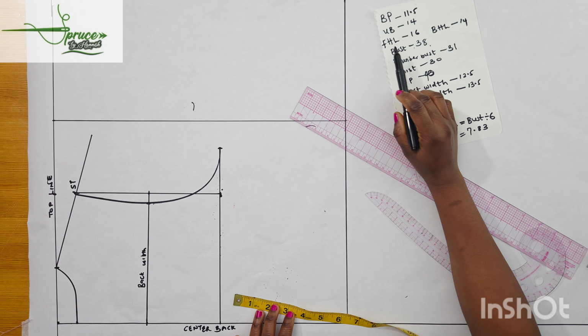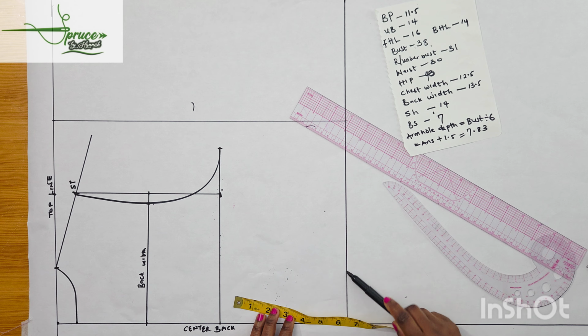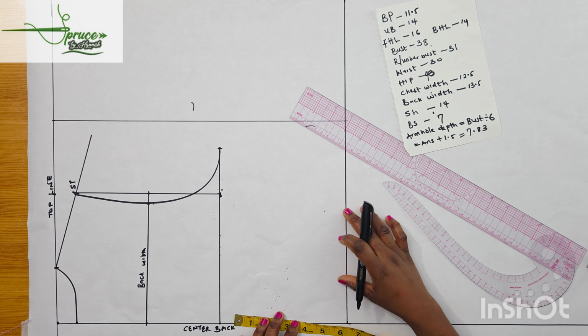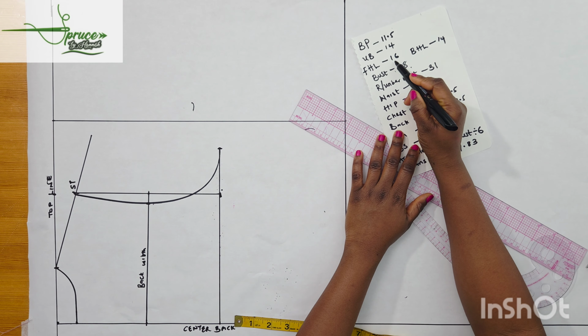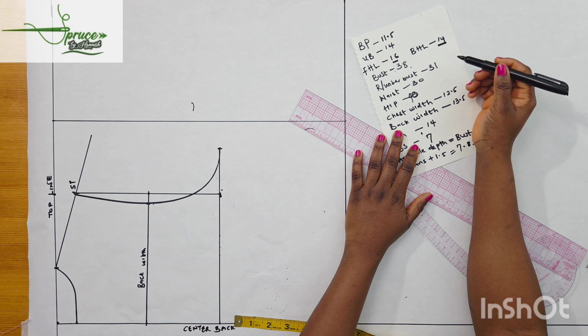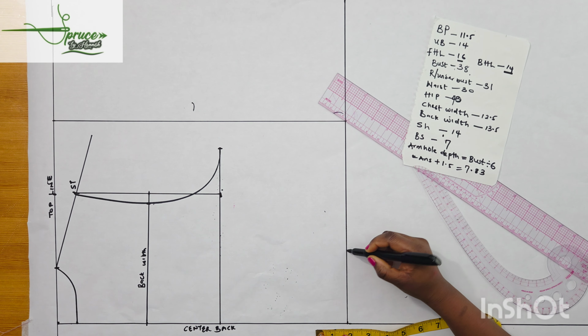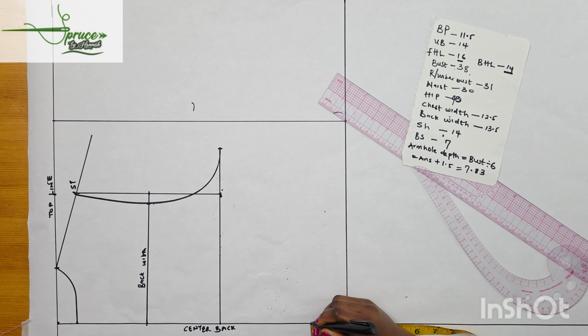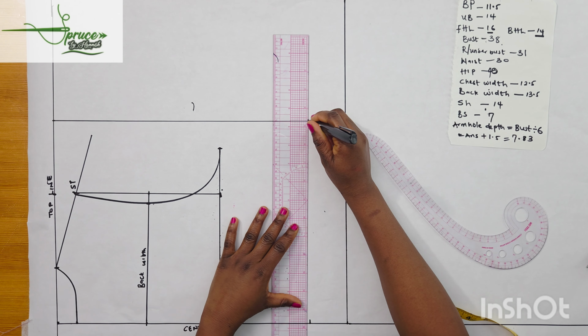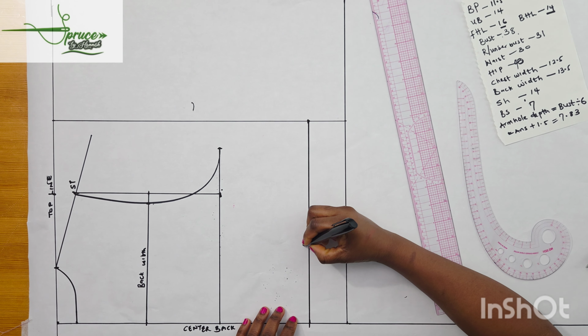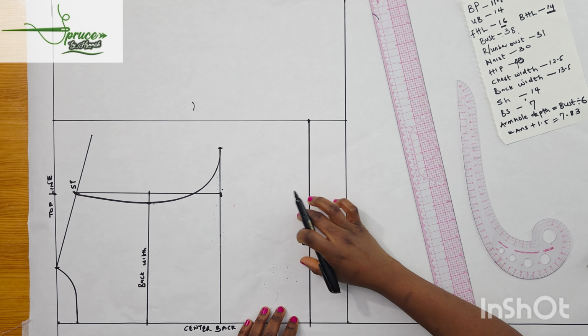Remember, I told you that the front half length is usually longer than the back half length. All you have to do is get the difference between your front half length and your back half length. In this case, it is 2 inches. From the half length line we drew earlier, I told you it was the front half length line, just go up by that 2 inches and rule a line. This new line I ruled now is going to be my back half length.